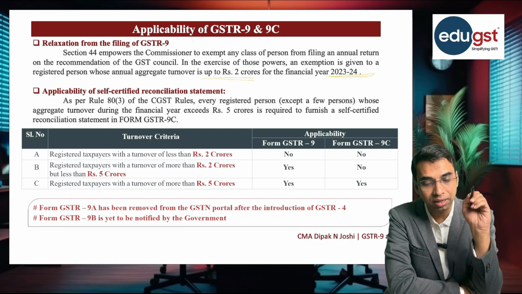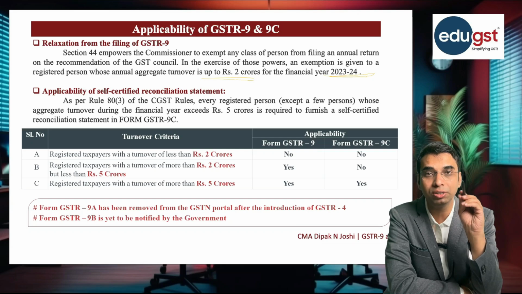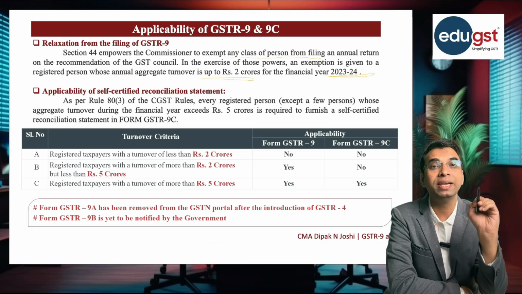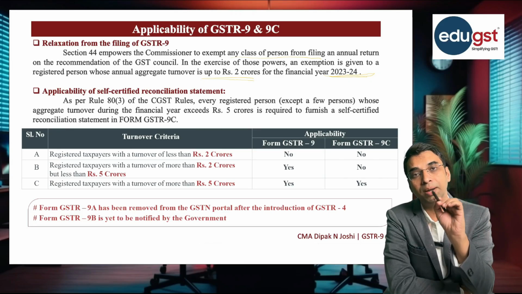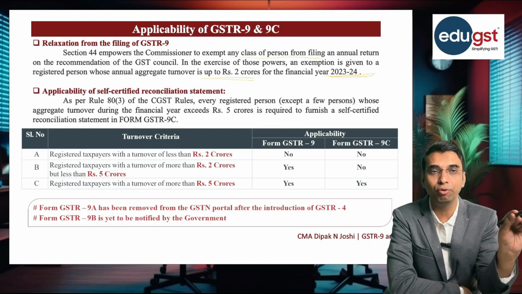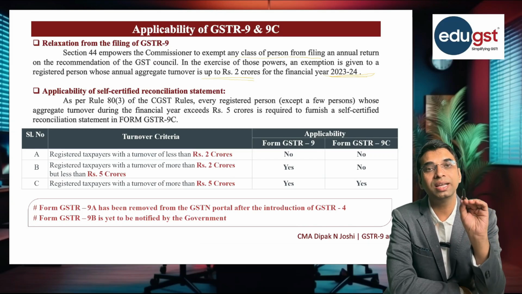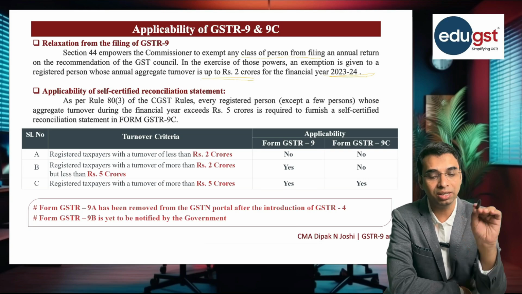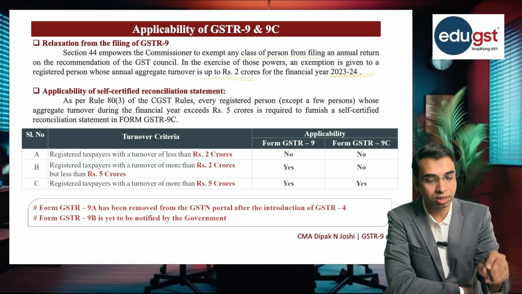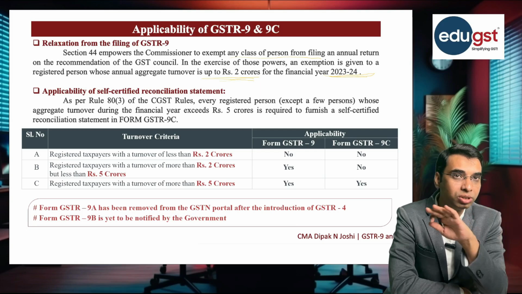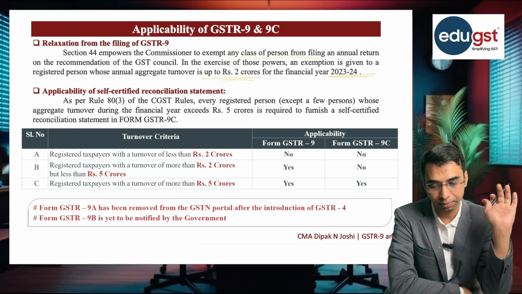And this exemption is given under Section 44, because Section 44 empowers the Commissioner to exempt any class of person from filing annual return on the recommendation of the GST Council. So for financial year 23-24, the GST Council has recommended to exempt from filing GSTR 9 and 9C those registered persons whose turnover is up to 2 crores. So if your turnover is up to 2 crores, there is no need to file GSTR 9.